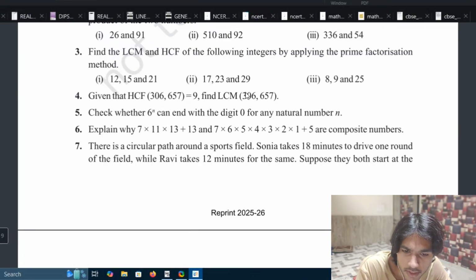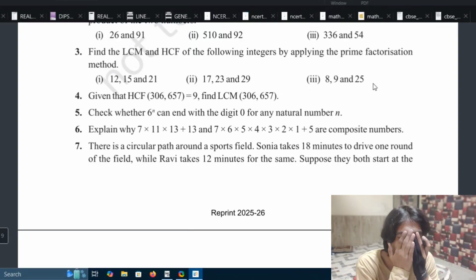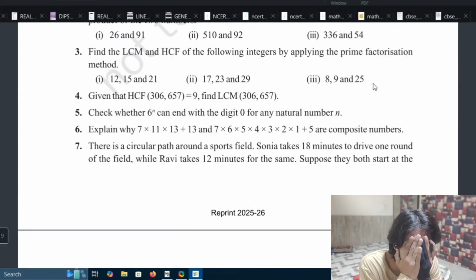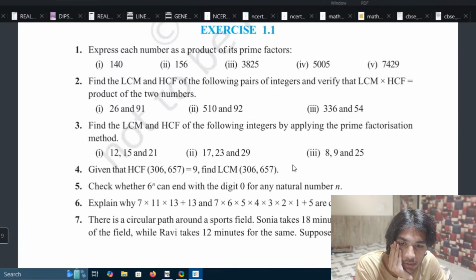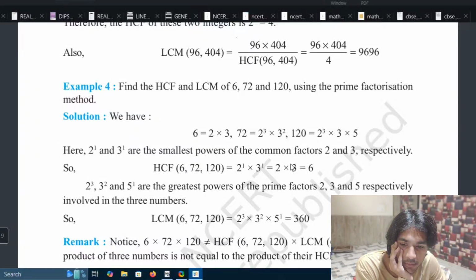So let me just not take this. Again, prime factorization of LCM of all of this is going to be, wait a minute, LCM of, just wait a minute.